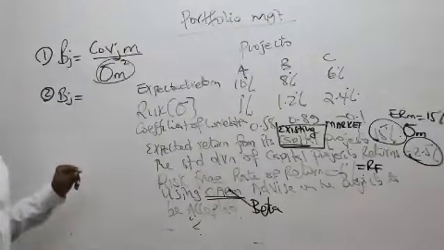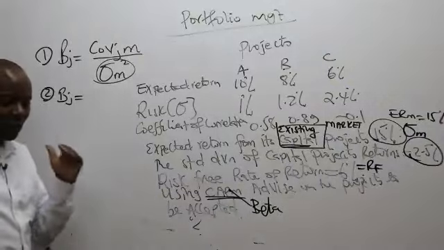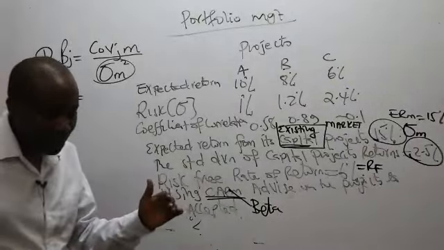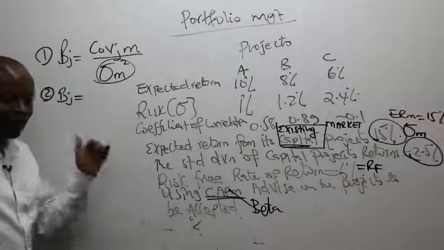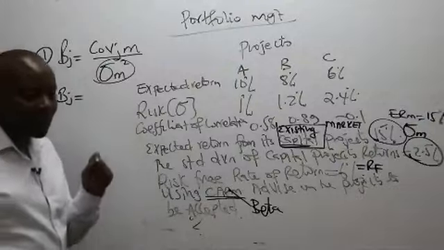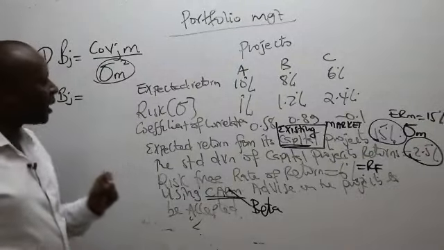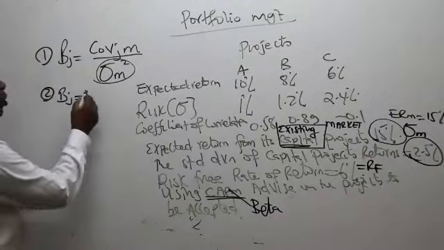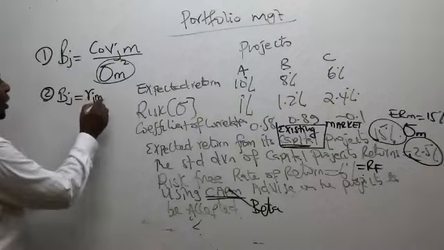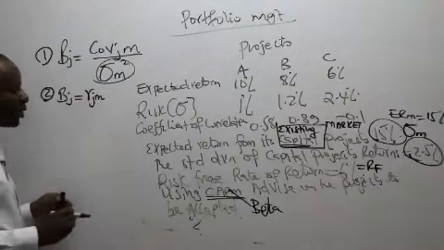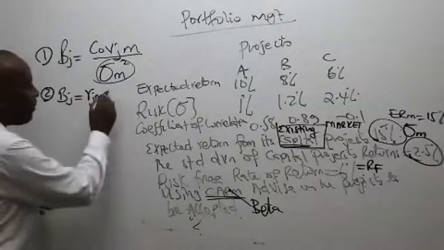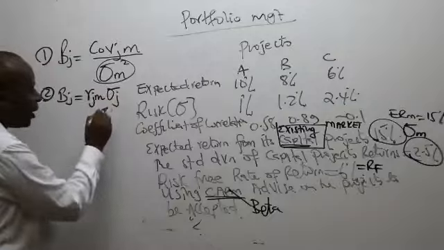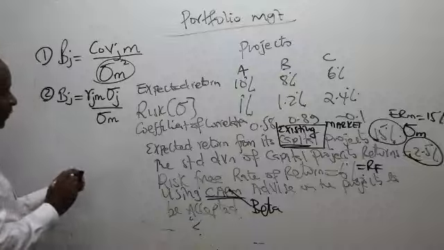Correlation. The second approach, remember I told you that there are two approaches. We have the covariance approach, and then we have the correlation approach. You can see, ladies and gentlemen, what Olivia is telling us: if it is the correlation approach, we normally take the correlation between the security and the market. So correlation between J and M multiplied by the standard deviation of the security J, all over the standard deviation of what here? The market.